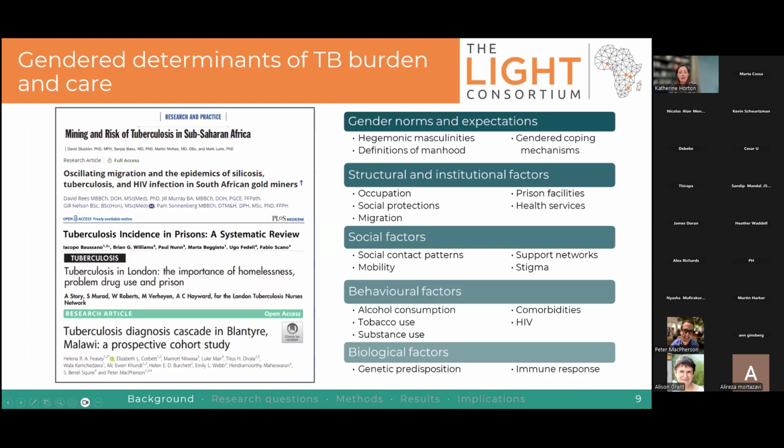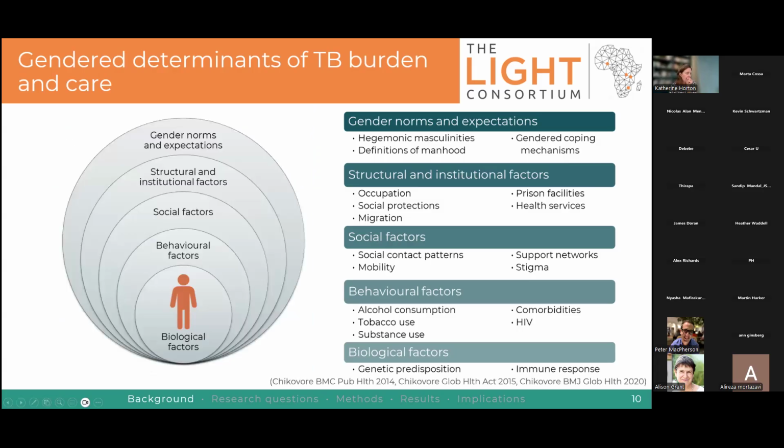There are various structural and institutional factors that likely contribute. Men often cite occupation, both in terms of occupational risks, but also the lack of social protections in many environments, as being key factors in their decisions to access or not to access care. Also thinking about migration patterns, both within countries and between countries. Prison facilities, as levels of incarceration are much higher among men than women. And then health services, and how those health services are structured and may have better reach among one sex than the other, particularly among women.